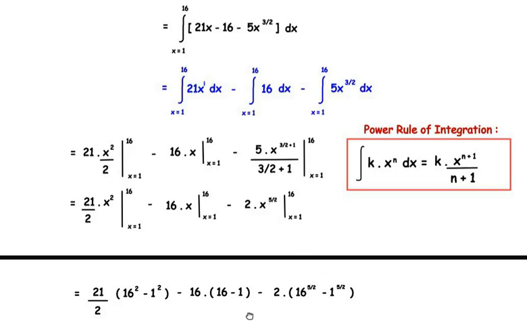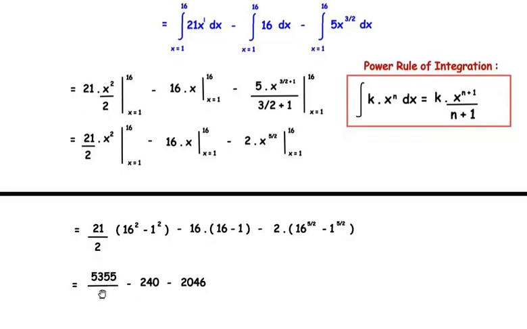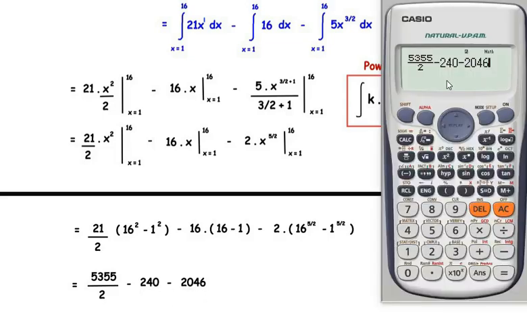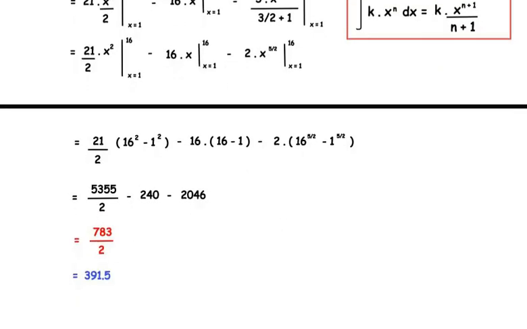Now simplifying this, we get the value of first term as 5355 over 2 minus the value of second term gives us 240 minus value of third term gives us 2046. Now let us see what value this gives us. So this is going to give us the value as 783 over 2, or in decimals we get it as 391.5. So here we have written the area of the shaded region as 391.5 square units. So this is going to be our answer.